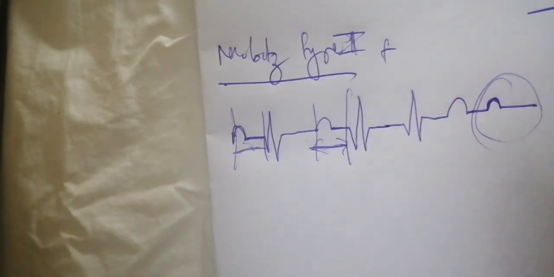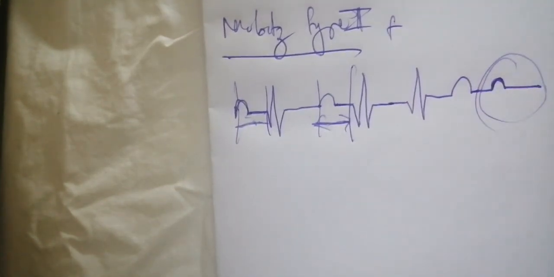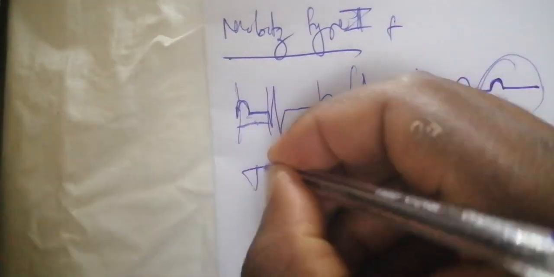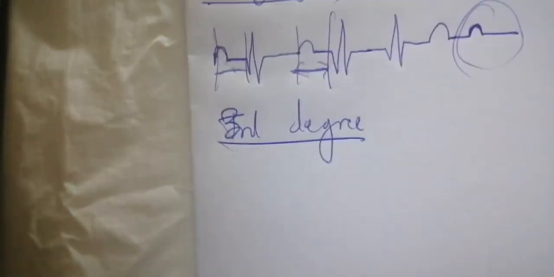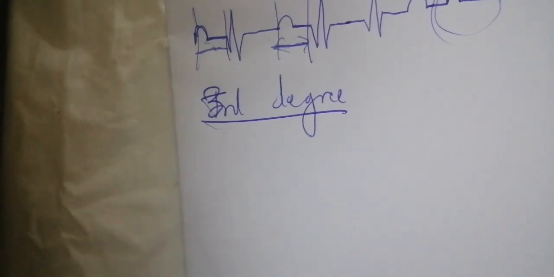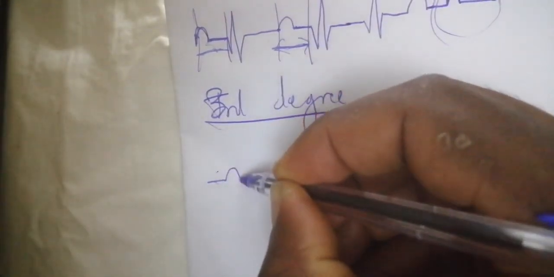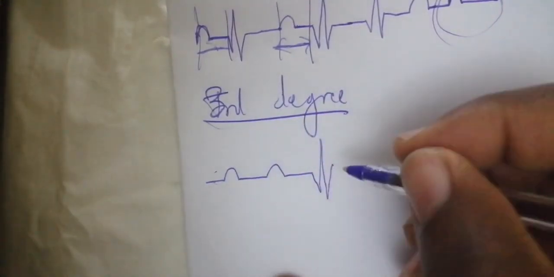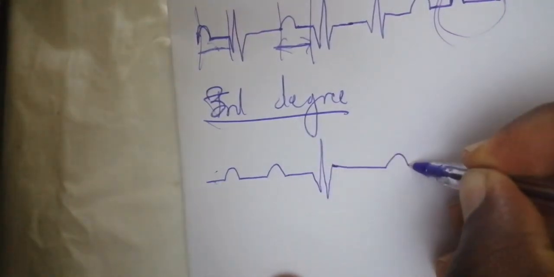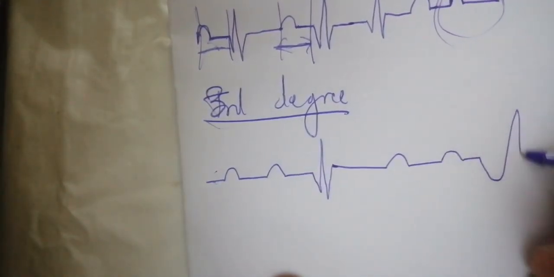Now, the next thing after the second degree heart block, corresponding to Mobitz type 1 and Mobitz type 2, is the third degree heart block. Is it clear? In the third degree heart block, the atrium and the ventricle have different heart rates. Is it clear? So you have a P wave, another P wave, then you have a QRS complex. Generally, you have a QRS complex, another P wave, another P wave, and a QRS complex as such.